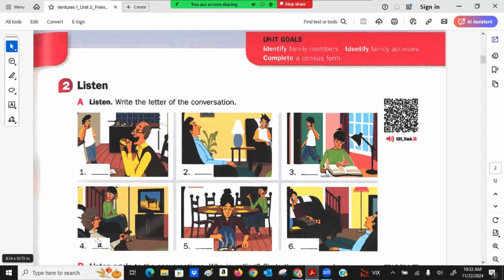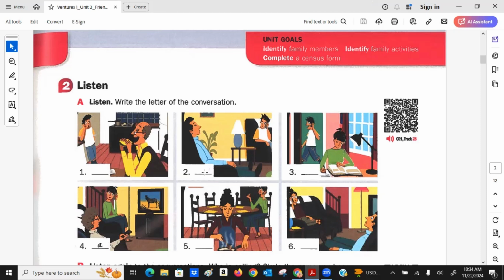They did the first one for us already. They said conversation A is picture number 4. And you can see Luisa on the phone, but she's looking at her grandmother. So the conversation may be about that. Okay, so are you ready? Let's listen to the conversations. Page 33, exercises 2A and 2B. Track 28.